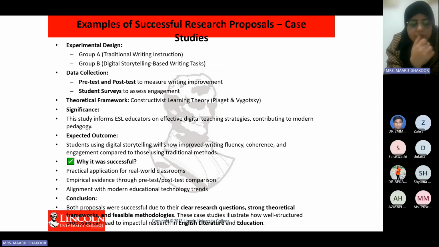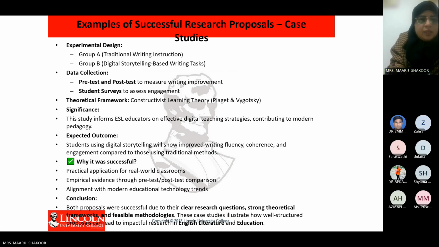It is already done, but I'm just trying to show you. Okay. Why was it successful? Practical application for real world classroom, because it is related to practicality for the real world classroom. Okay. Number two, empirical evidence through pre-test and post-test. Number three, alignment with modern educational technology trends. Okay. Both proposals were successful due to their clear research questions, strong theoretical framework, and viable methodologies.